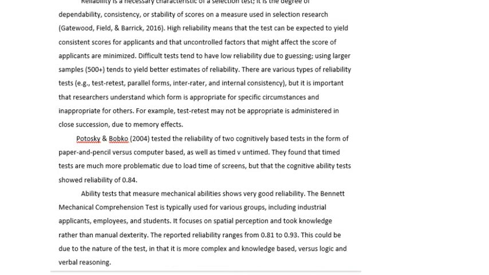The Bennett Mechanical Comprehension Test is typically used for various groups, including industrial applicants, employees, and students. It focuses on spatial perception and tool knowledge rather than manual dexterity. The reported reliability ranges from 0.81 to 0.93. This could be due to the nature of the test, that is more complex and knowledge-based versus logic and verbal reasoning. Indeed, Schmidt in 2002 suggested that the reliability of cognitive ability tests is in fact greater than ratings of job performance themselves.